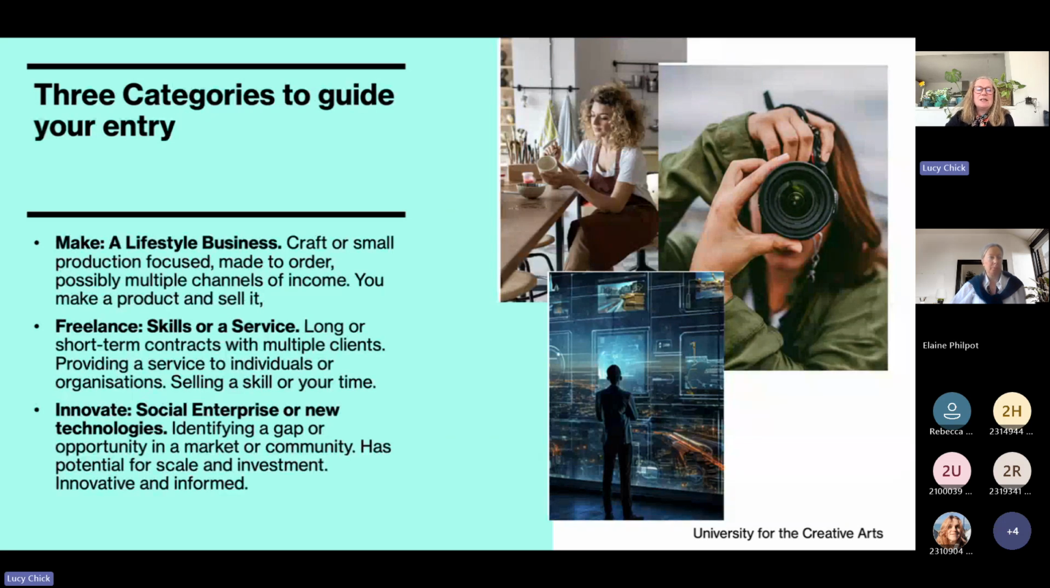These are some categories to help guide you, and it might help you think about what kind of business, if you're still identifying what you want it to do. You could think about, is my business a lifestyle business? Am I making something to order? Am I freelancing, selling a skill or service? Or am I innovating, and I've got a very innovative product that I want to take to business, where I'd need funding to do it? Or maybe you have an idea for a social enterprise, which is a company which benefits or supports a community as well as being a functioning business.